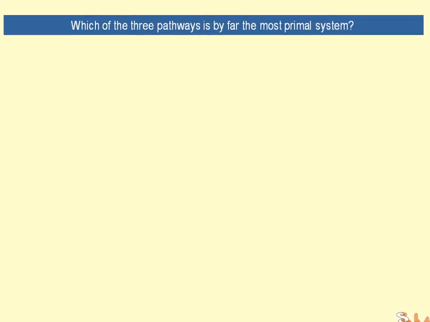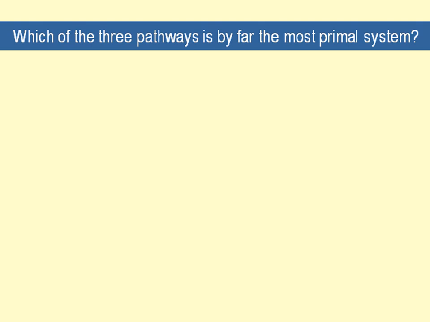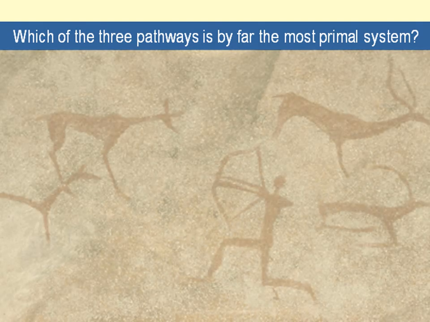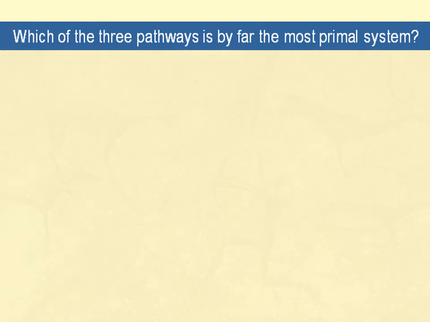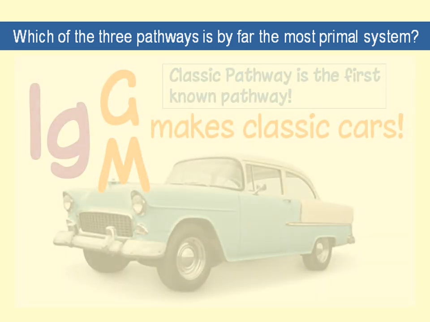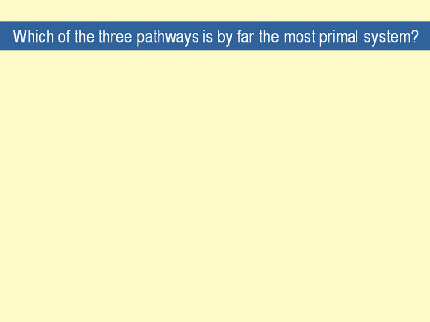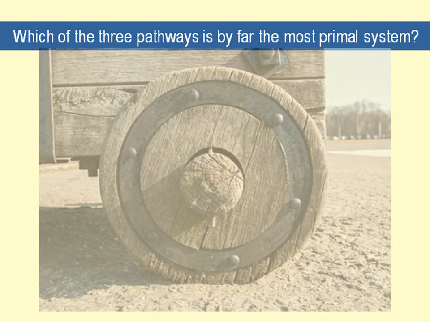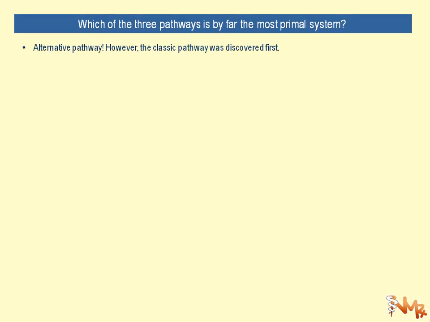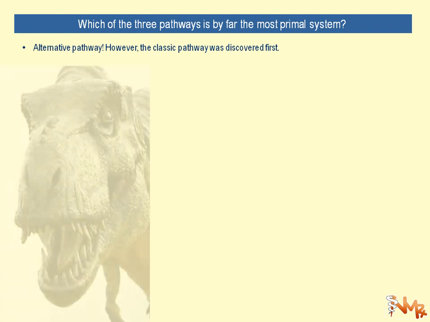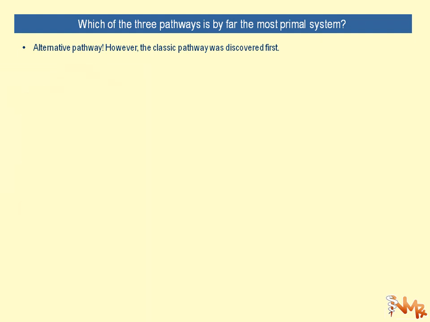So which of the three pathways is by far the most primal system? Actually, some students think this should be the classic pathway because of the name classic. However, this is not true. The alternate pathway is by far more primal. This is the one that goes back to the beginning of the history of the higher vertebrates.